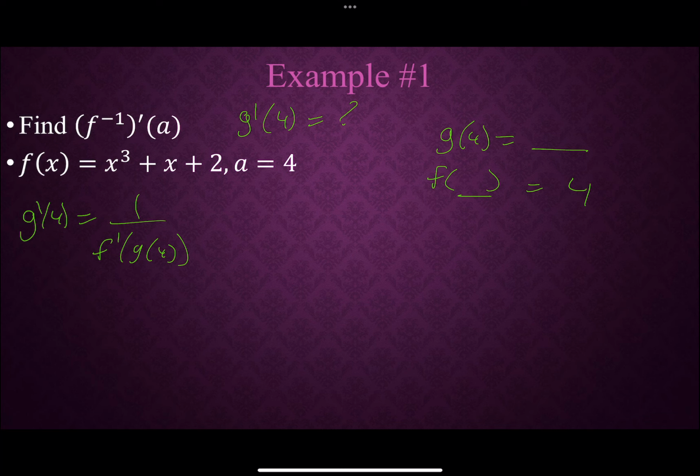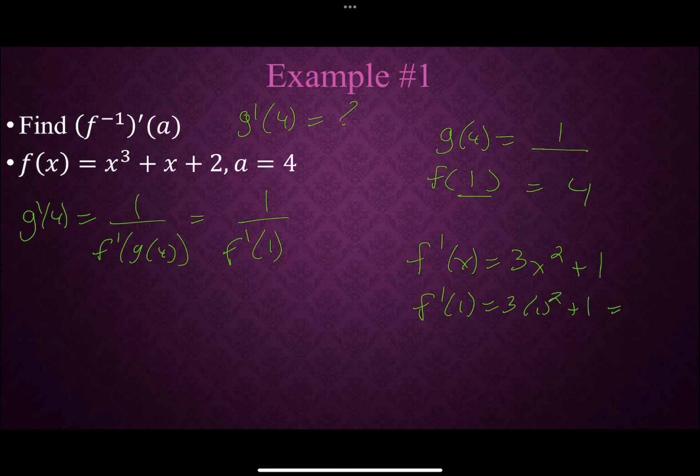And we can look at this pretty quickly and go, x cubed plus x plus 2, 1 cubed plus 1 plus 2 is 4. So f of 1 would be 4, which means g of 4 is equal to 1. Because again, the inverse just switches the x's and y's. So g prime at 4 would just be 1 over f prime at 1. Well, again, I don't know what g of x is. I can't find its derivative, but I can find the derivative of f. F prime would simply be 3x squared plus 1. So f prime at 1, 3 times 1 squared plus 1, is simply 4. So g prime at 4 would be 1 over 4.